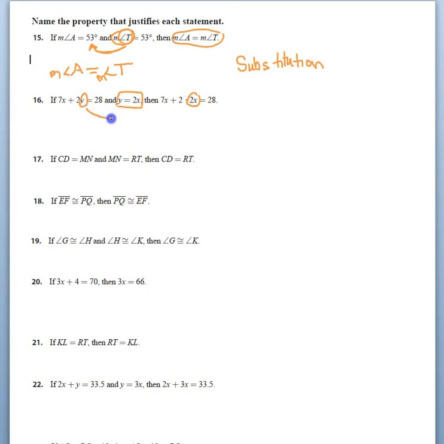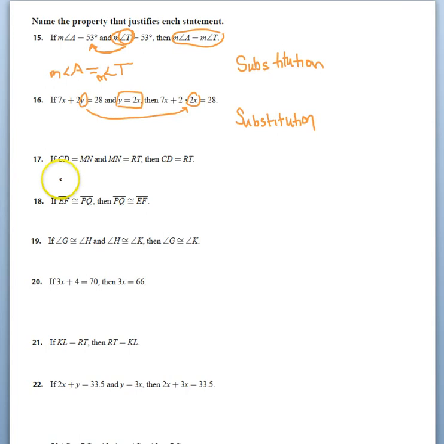And so what's really going on again here is substitution. If I know that y and 2x are the same from this second part of the statement, then wherever I see a y, I can replace it with a 2x or substitute it in. So this would be another example of substitution.